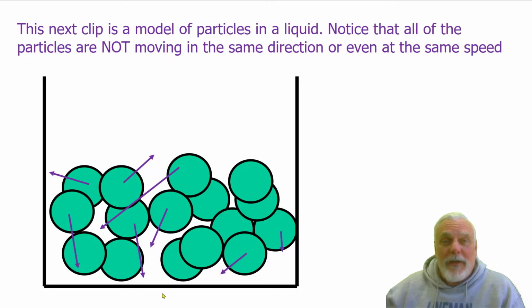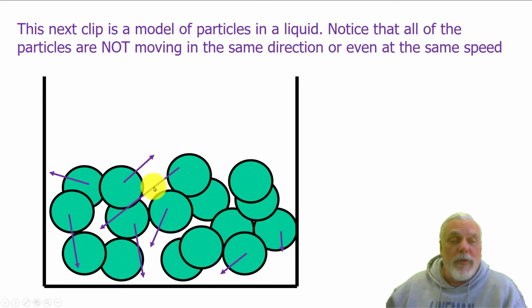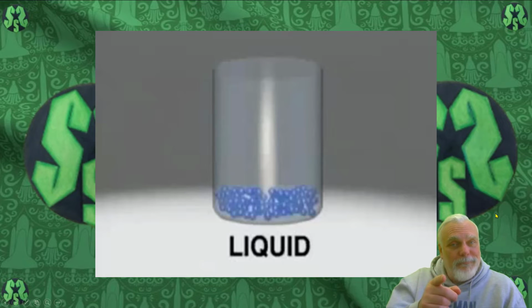This next clip is a model of particles in a liquid. Notice that all of the particles are not moving in the same direction or even at the same speed. Here you can see in a drawing where you have this particle is moving. The longer line indicates that this particle is moving this direction and it's moving faster than this particle, which is moving in this direction and moving a little bit slower than this one. Now this one and this one are moving roughly in the same direction. This one is moving faster relative to this one, shown by the arrow being longer. Let's take a look at that clip.